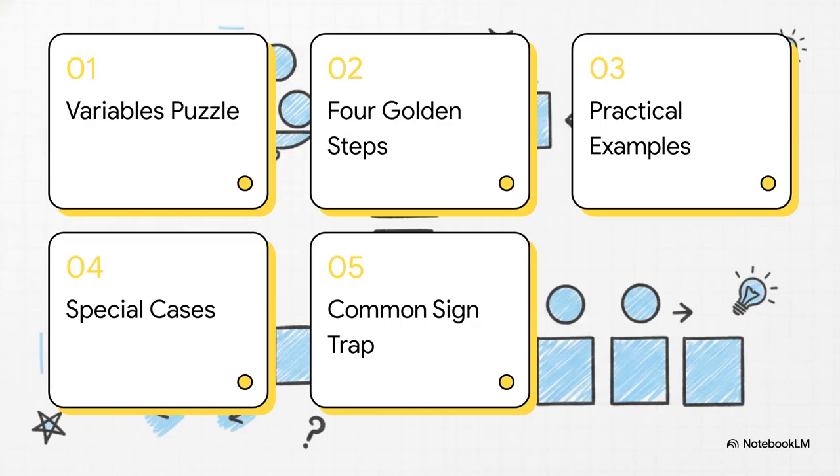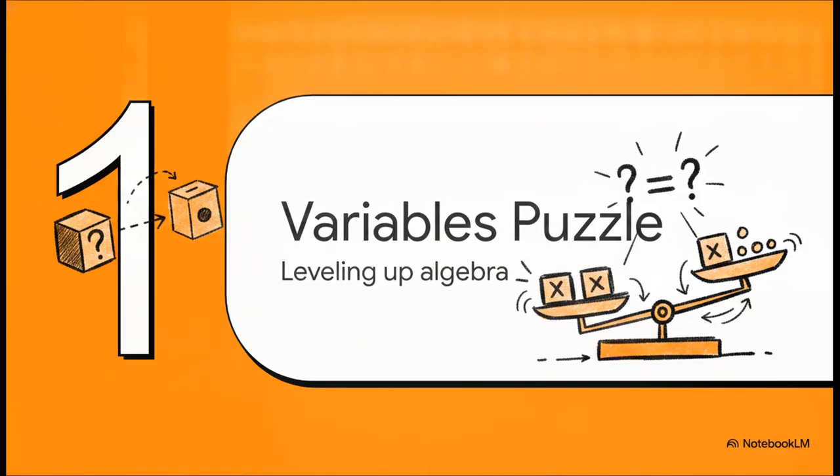To conquer this efficiently, here's our master plan. We'll cover the puzzle of variables on both sides, the 4 golden steps, practical application with lesson examples, special cases and math surprises, and finally, the common sign trap. Let's get into it. Section 1. The puzzle of variables on both sides. Leveling up our algebra skills.